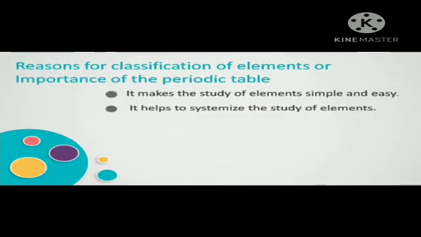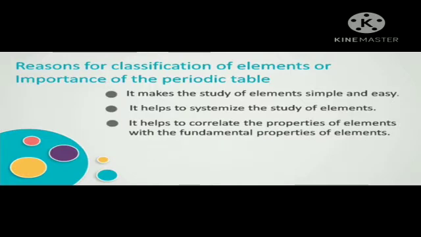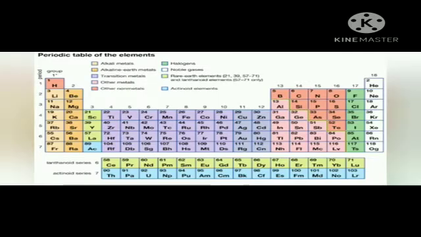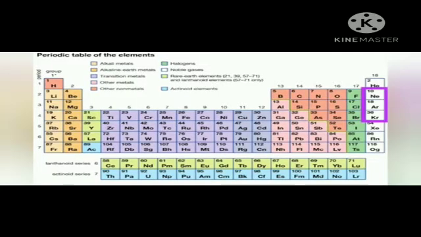So what is the importance of the periodic table? It makes the study of elements simple and easy. It helps to systemize the study of elements, and it helps to correlate the properties of elements with the fundamental properties of elements. For example, just see here, neon, argon and krypton all have 8 electrons in the last shell and they are all inert gases, right?